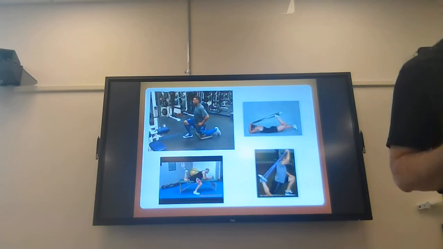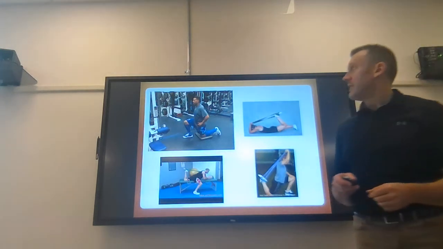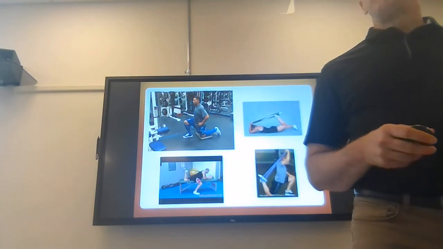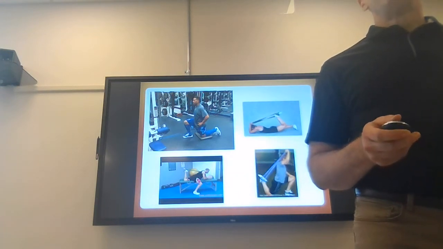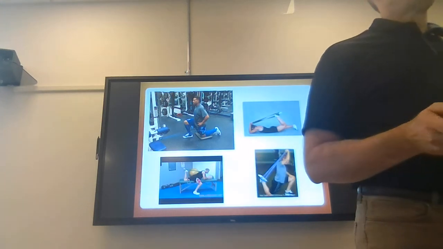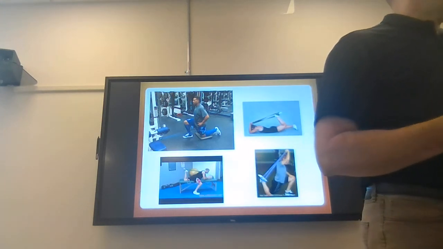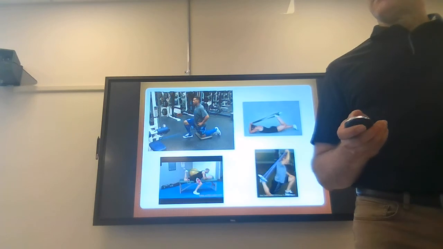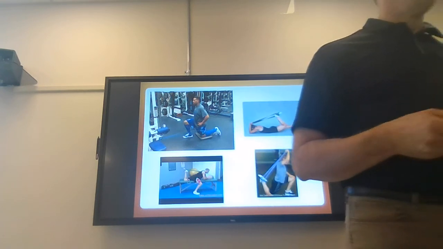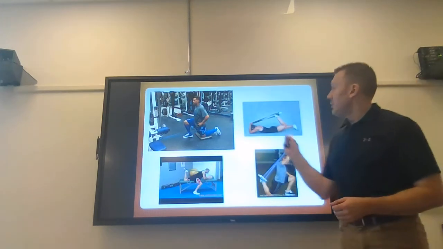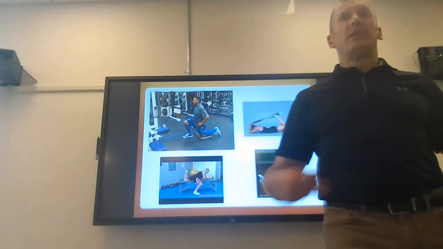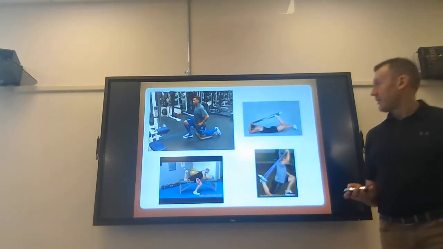So hip flexors are also interesting because they attach right to your lumbar spine. So if they're tight, what's your lumbar spine going to feel like? You're probably going to have a lot of low back pain because the origin of the iliopsoas is right on the lumbar spine. So this is a good thing to do every day, not only to ensure good glute activation, but also low back health.